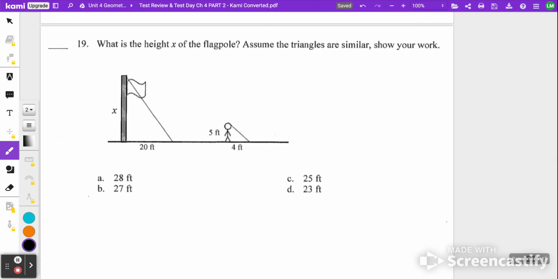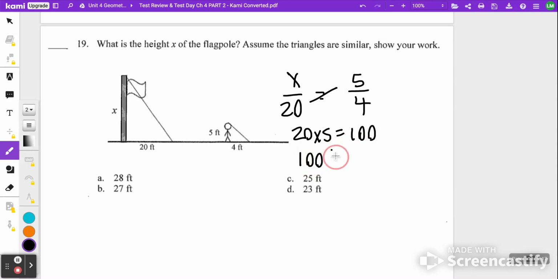Number 19, what's the height x of the flagpole? Assume the triangles are similar, show your work. So you can still set up a proportion for this one. X over 20 is equal to 5 over 4. If you cross multiply first, 20 times 5 is 100. Then you take 100 and you divide that by 4 to find the proportional amount. We're going to get 25, so we should get letter C.